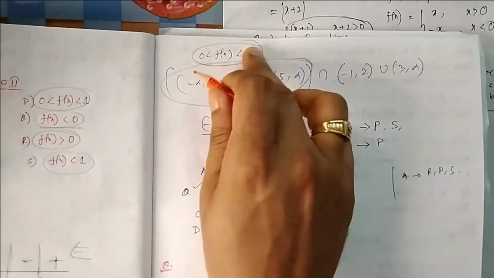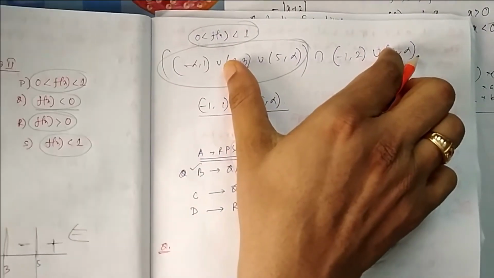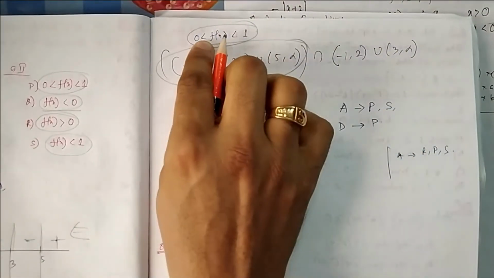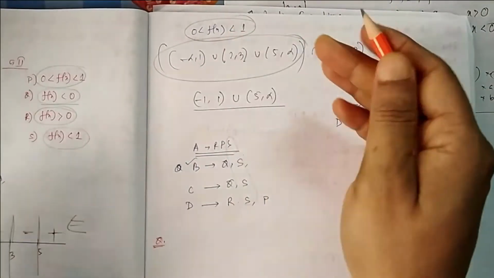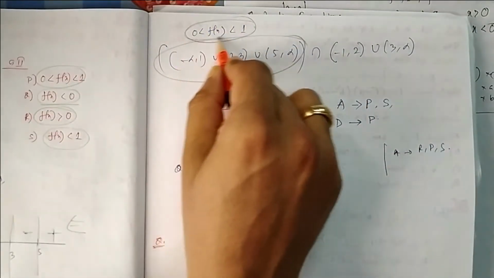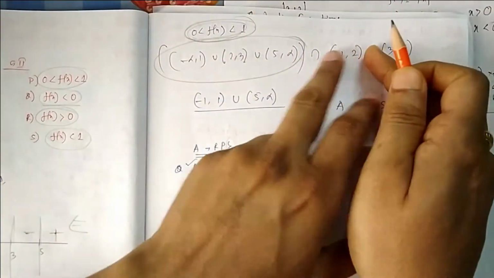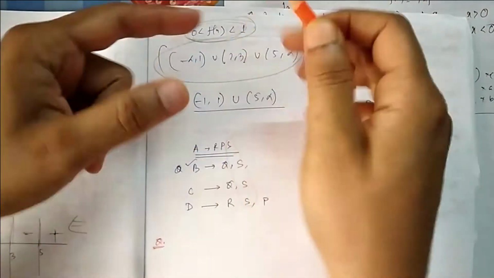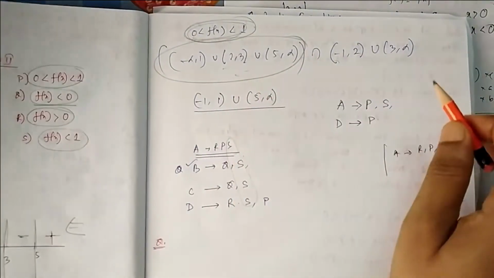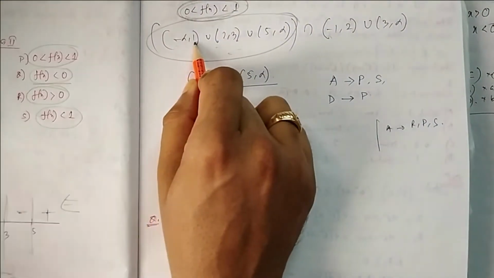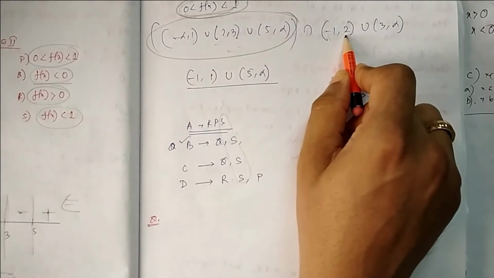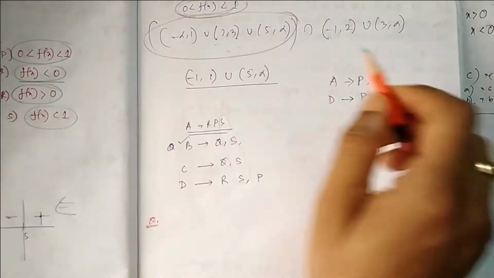Because you need both, you need to find the common area between the two. This area shows greater than 0, this area shows less than 0. So the common area will show where it is in between 0 and 1. Because this will give you greater than 0, this will give you less than 0, and the common area will give them between 0 to 1. So what is the common area between these two? Minus infinity to 1, and it is from minus 1 to 2.